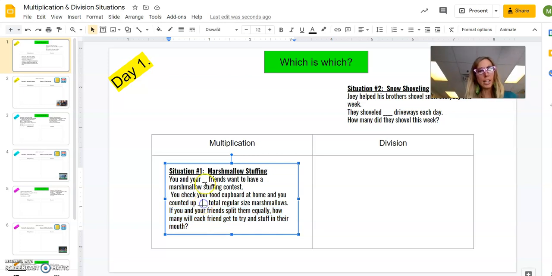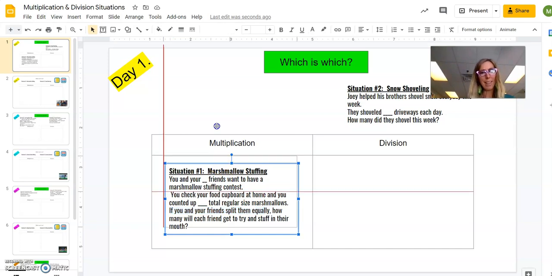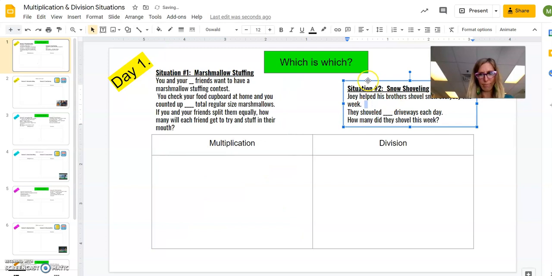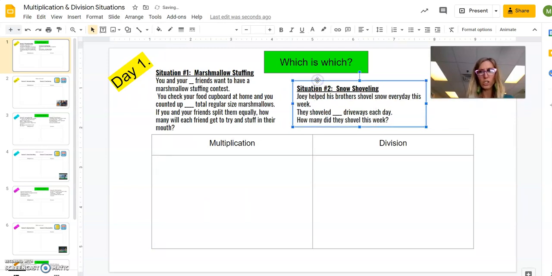So what are we going to end up doing with these two numbers to figure out this solution? If we are splitting those marshmallows up equally amongst me and my friends, what am I actually doing? Am I multiplying or am I dividing? Okay, so you have to determine that. Let's take a look at the other situation. The other situation is called snow shoveling.